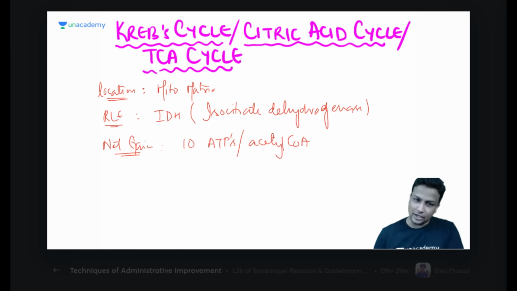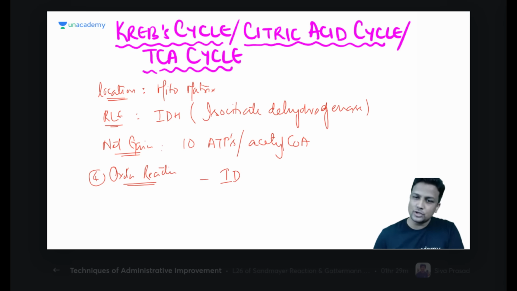Lovely. And now the oxidation reactions, guys. How many oxidation reactions do you have in Krebs cycle? In Krebs cycle, you'll be having totally 4 oxidation reactions. Totally how many, sir? 4 oxidation reactions. And what are those reactions?